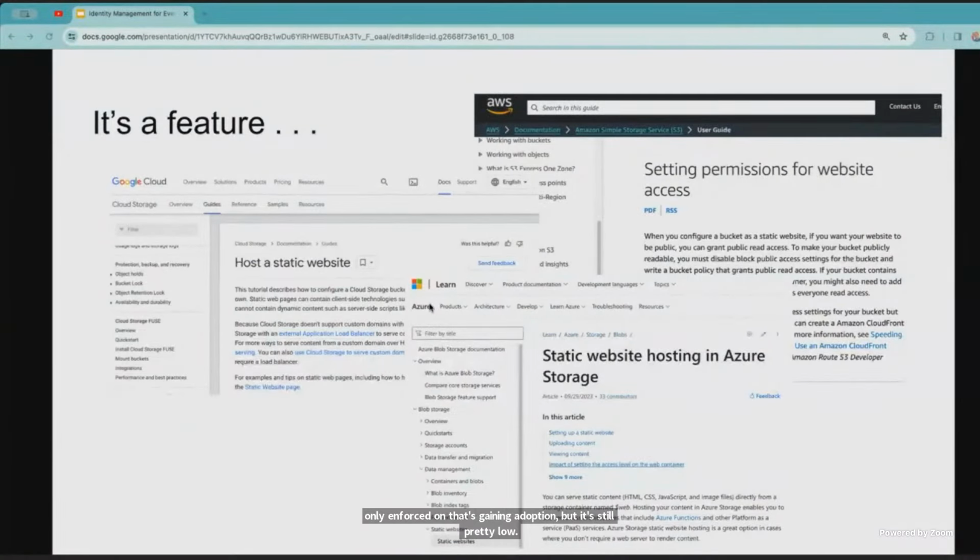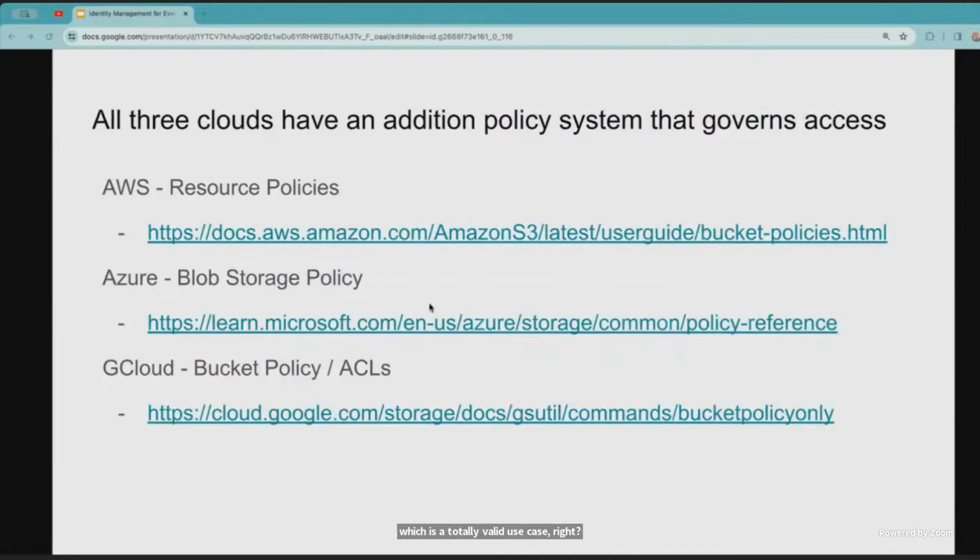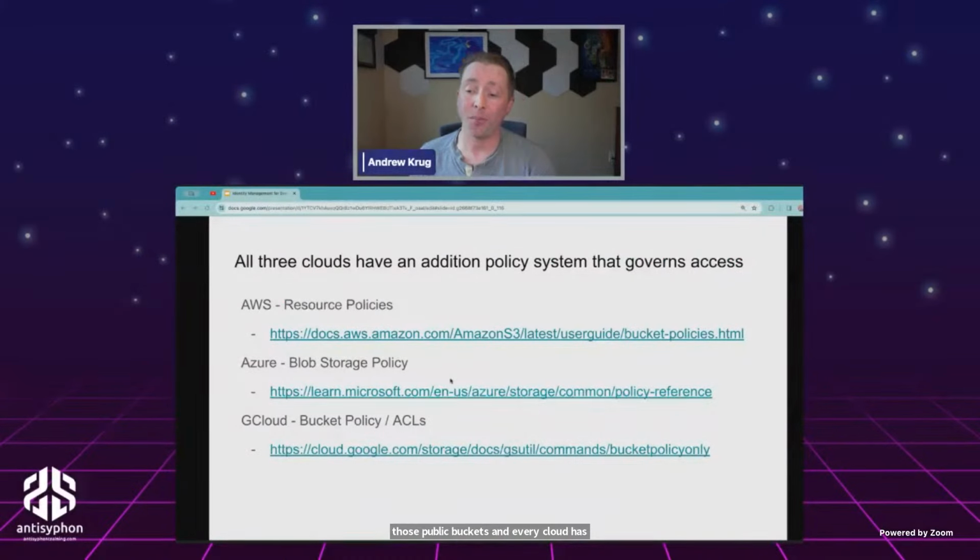And unfortunately, public access is a feature. So every cloud provider that started blob stores started marketing them as ways to host static websites, which is a totally valid use case, right? But what you need to do is actually govern the access of those public buckets. And every cloud has recommendations on the right way to do this. And then they also have a bunch of other ways to do it.